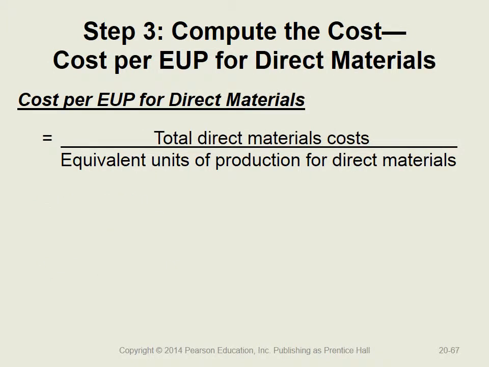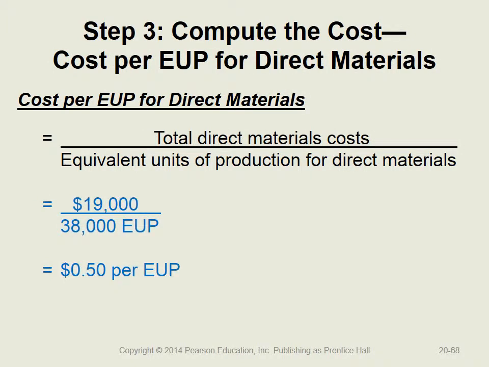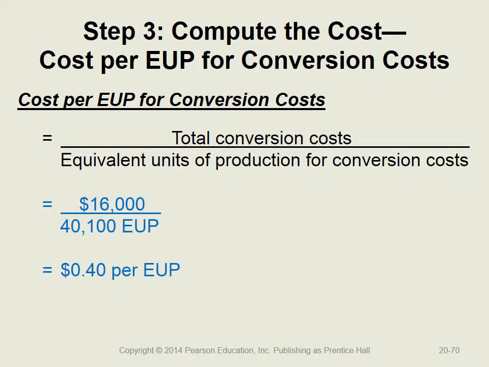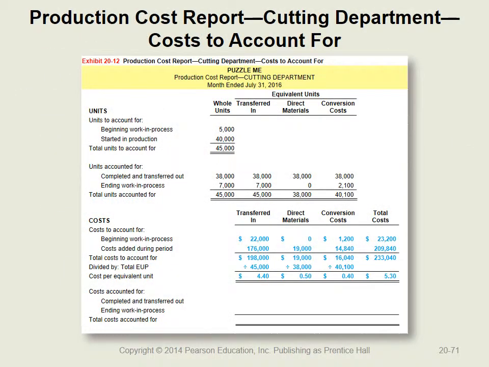We use the same formula for direct material. The result is 50 cents per equivalent unit of production for direct materials. We repeat the formula for a third time to compute cost per equivalent unit for conversion costs. The result is 40 cents per equivalent unit of production for conversion costs. The information on cost to account for and the computation of cost per equivalent unit of production is added to the production cost report as shown in Exhibit 20-12.